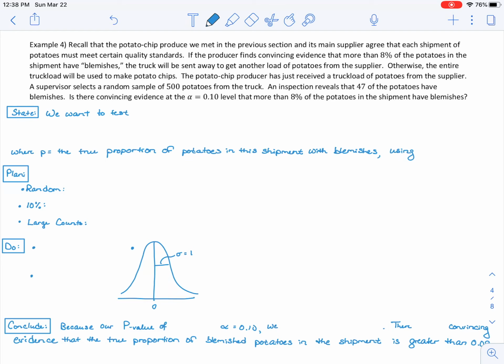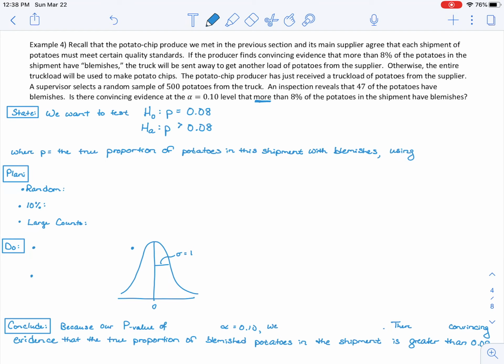47 of those potatoes had blemishes. We're going to use a 10% significance level to see if more than 8% of the potatoes in the shipment have blemishes. This is key here. If it is 8%, we're fine, but if it's more than that, that's when it gets sent away. So we want to test the assumption that the population proportion of blemished potatoes is 8%, because we have some evidence, but we're looking for convincing evidence that it's actually more than that amount.